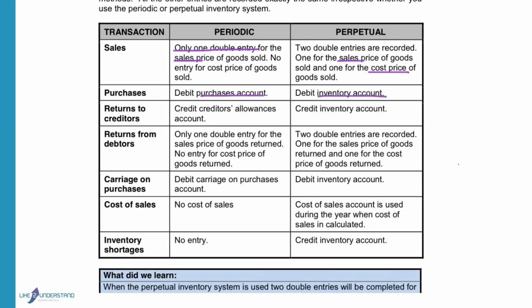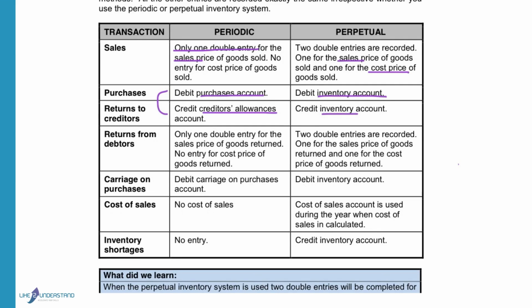Returns to creditors. In the periodic system, you can't return the goods by crediting the inventory account, so you have to open a creditors' allowances account to reduce the purchases, because purchases and creditors' allowances actually form one account at the end of the financial year, when creditors' allowances are transferred to the purchases account to determine the total expense for the year. In the perpetual system, you will credit the inventory account because you are reducing your asset for inventory.